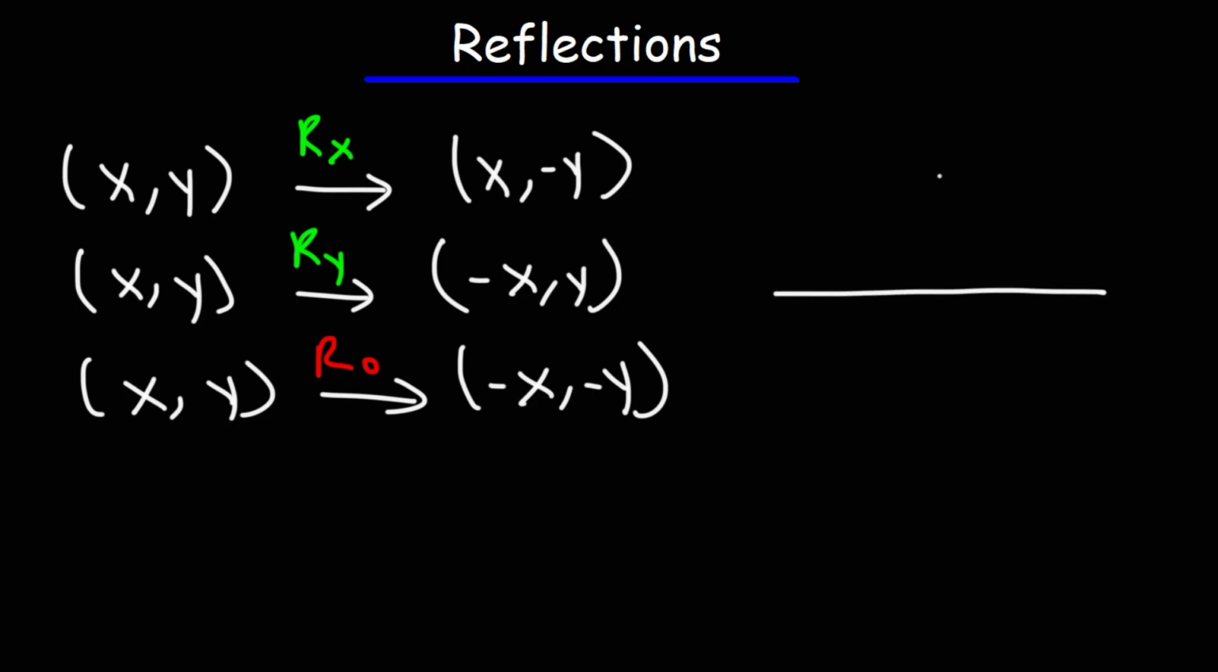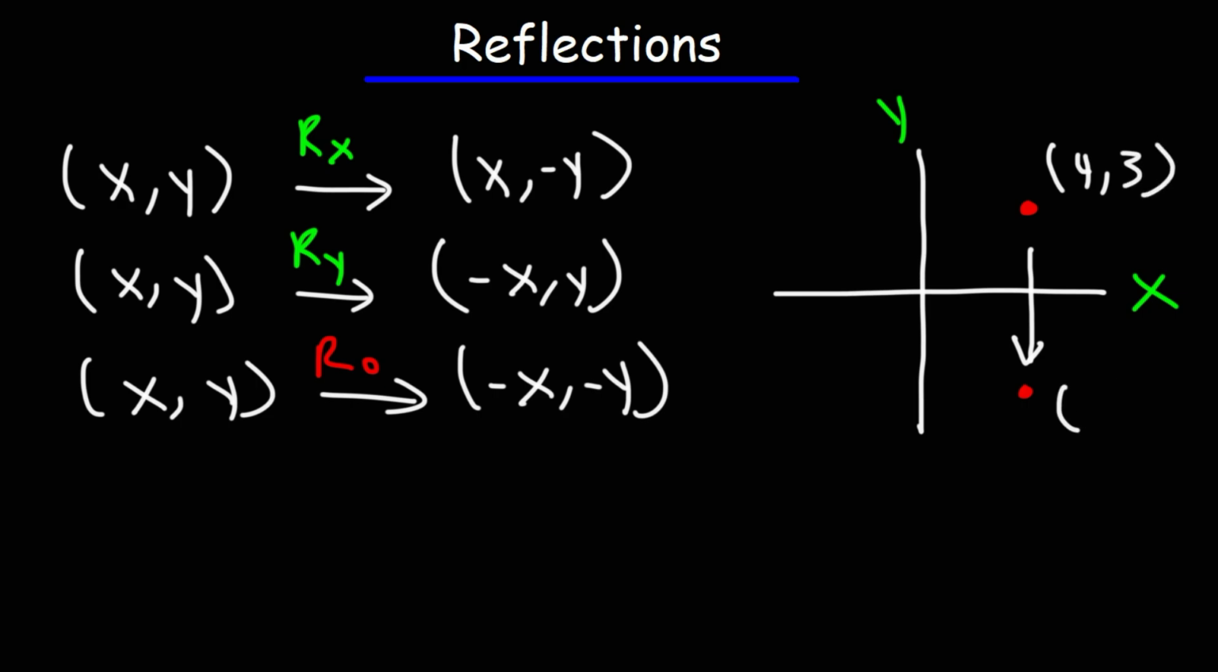And here's a visual picture for that. So let's say we have the point x, y here. If we want to reflect it over the x-axis, it's going to move to this point. So let's put some values. Keep in mind, this is the x-axis, this is the y-axis. So let's say this was the point 4, 3. When we reflect it over the x-axis, x is going to remain 4, but y is going to change from positive 3 to negative 3.